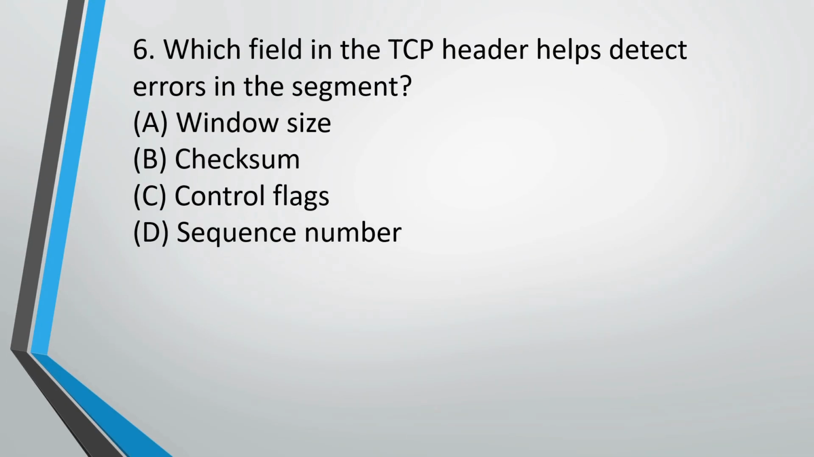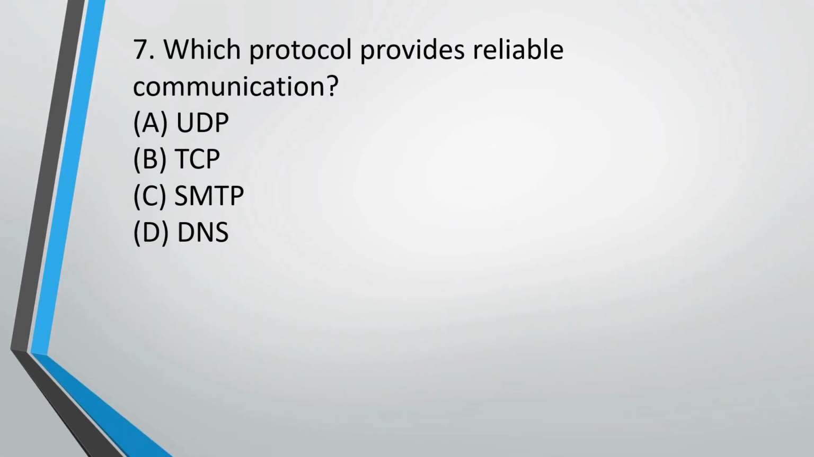And the next is: which field in the TCP header helps detect error in the segment? Options are window size, checksum, control flags, sequence number. And the correct option is checksum, option B. And the next question is: which protocol provides reliable communication? Options are UDP, TCP, SMTP, DNS. And the correct option is TCP.